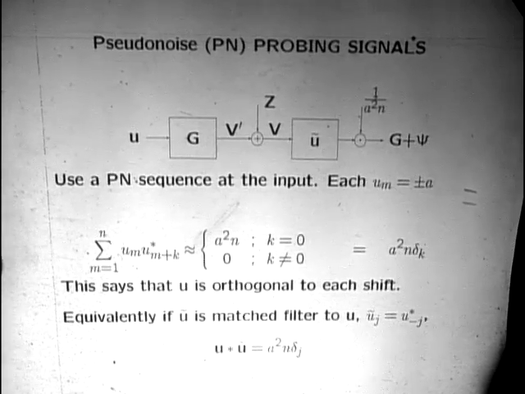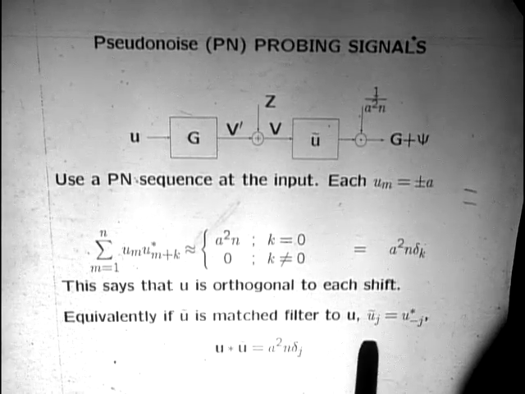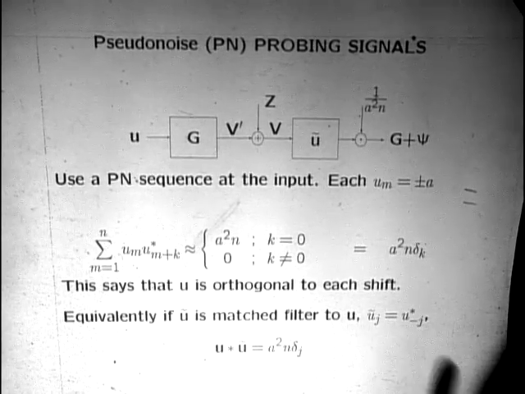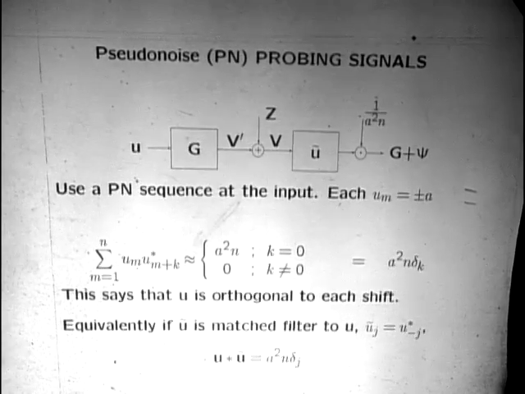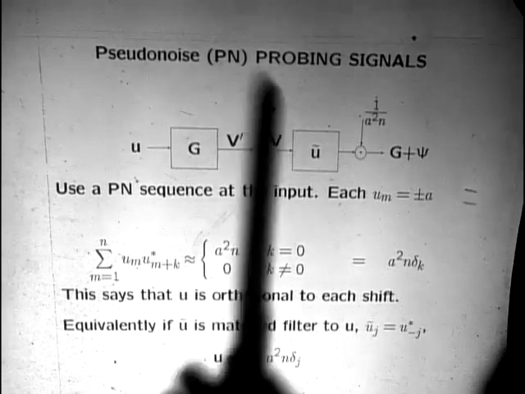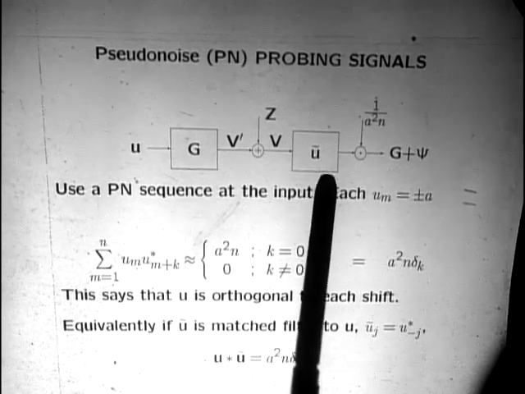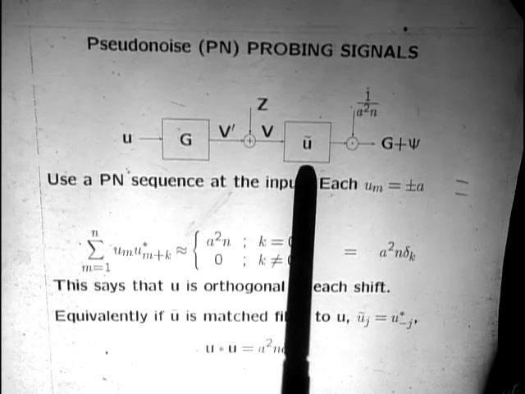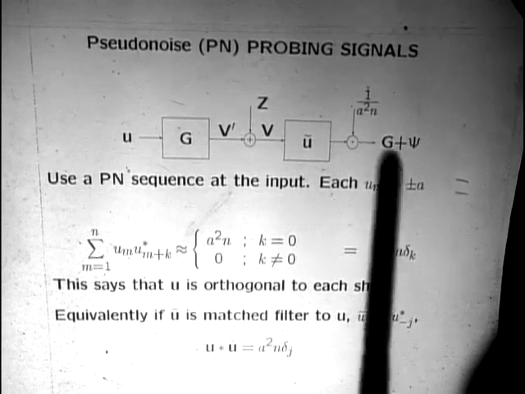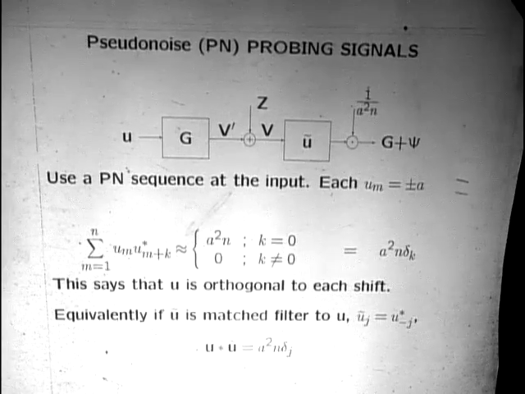So if we take this matched filter where u tilde sub j is equal to the complex conjugate of u at time minus j, and I pass u through the filter g, forget about the noise for the time being, I then pass it through the matched filter u tilde. What I'm going to get out, I claim, is g, and I'll show you why that is in just a minute.